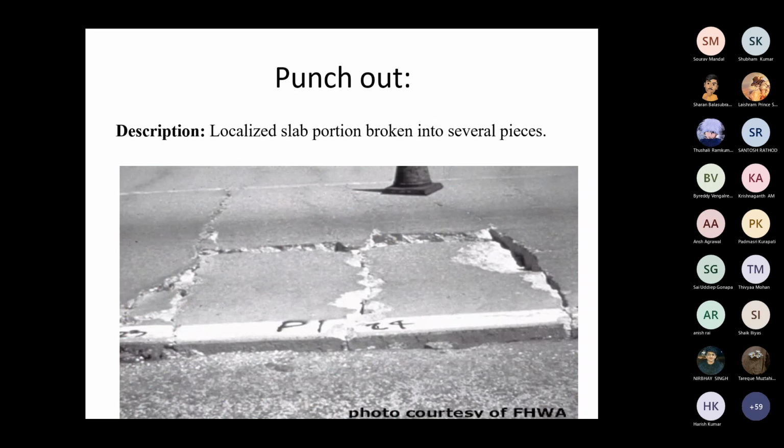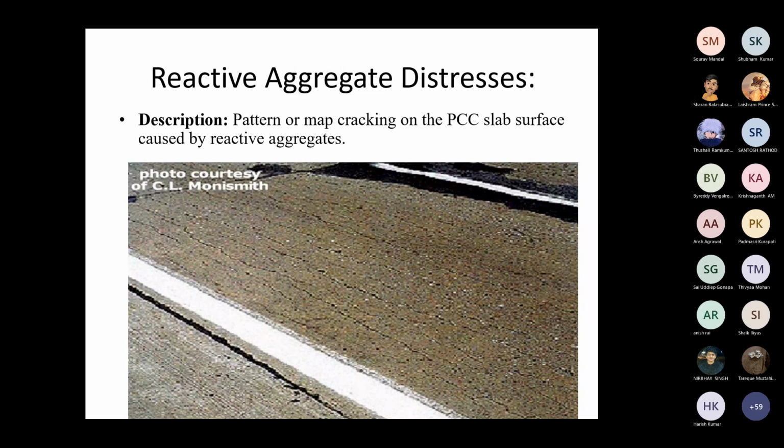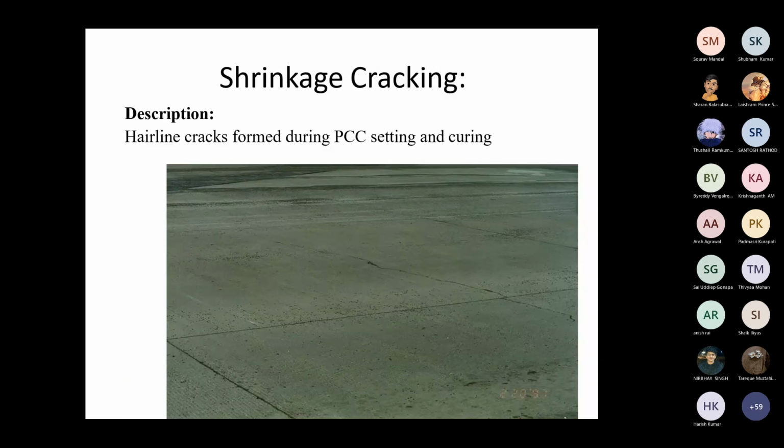Punch out means a localized slab portion broken into several pieces. On that part itself, it has broken into several pieces. Then reactive aggregate distress means pattern or map cracking on the PCC slab surface. This is caused by some aggregates being very reactive, so you have to check for this also. Shrinkage cracks are hairline cracks during setting and curing of the plain cement concrete. During the setting and curing process, shrinkage cracks can occur.